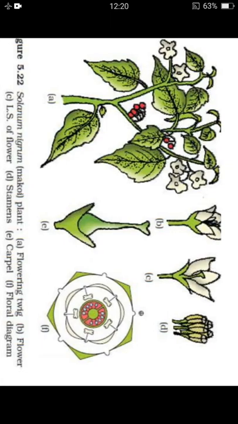Next, you can see another important characteristic. It is nothing but corolla. It is diagram number B and C. Corolla included petals. They are 5 in number. Next, united. If the sepals are united, called as gamosepalous. If the petals are united, called as gamopetalous.